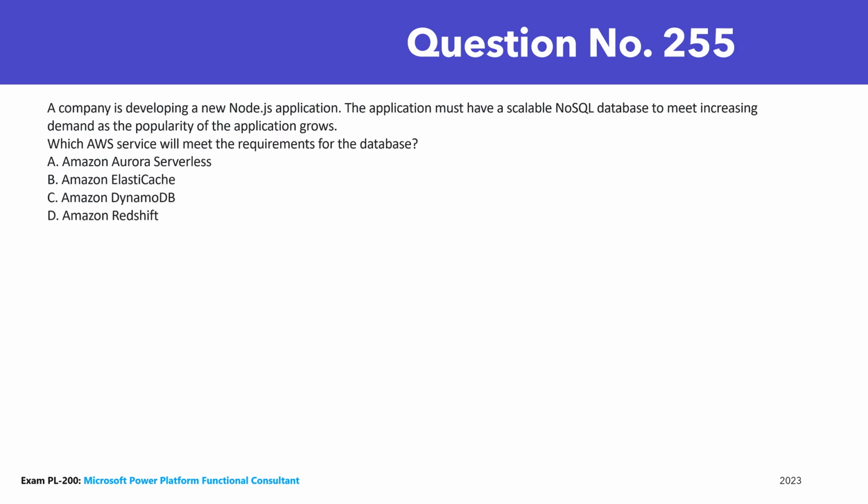A company is developing a new Node.js application. The application must have a scalable NoSQL database to meet increasing demand as the popularity of the application grows. Which AWS service will meet the requirements for the database? A. Amazon Aurora Serverless. B. Amazon ElastiCache. C. Amazon DynamoDB. D. Amazon Redshift. Correct answer, C.